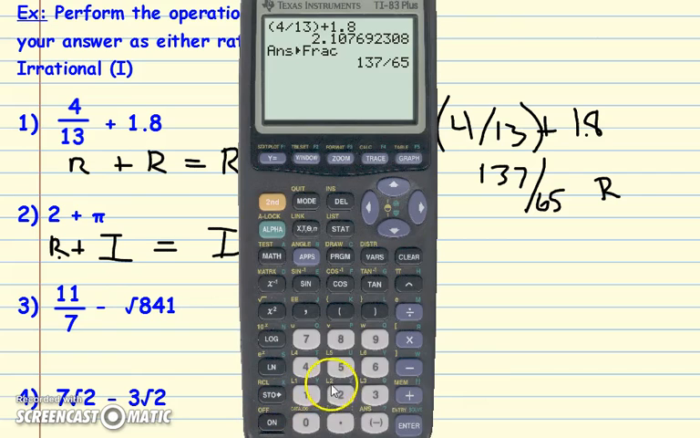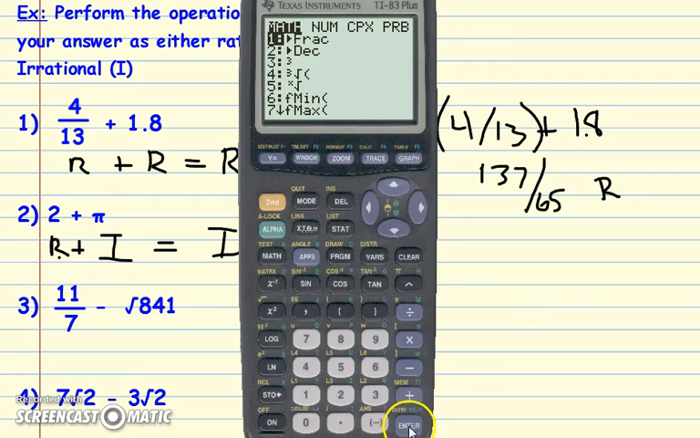Take out your calculator. We got number 2 now. So it's 2 plus, and pi is in yellow above this button right here, so I'm going to press second pi and then hit enter. All right, so I've got this 4.14159265. All right, it looks irrational, but let's just double check.